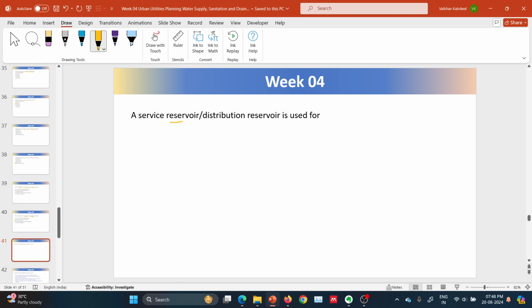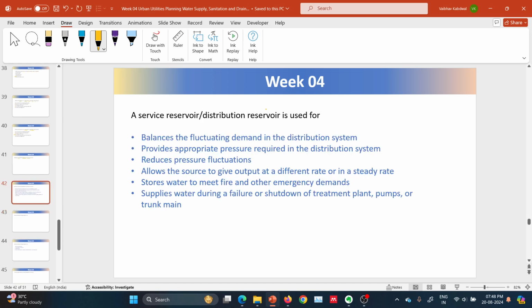A service reservoir, distribution reservoir is used for, so it is used to balance the fluctuating demand in the distribution system. So what is this fluctuating demand and how will it balance? That we will study. Okay, that we can study now.